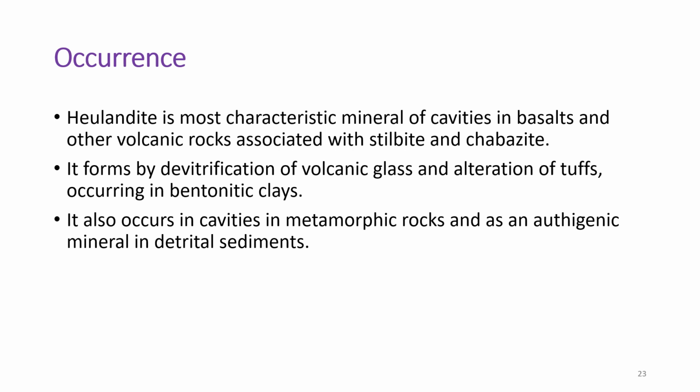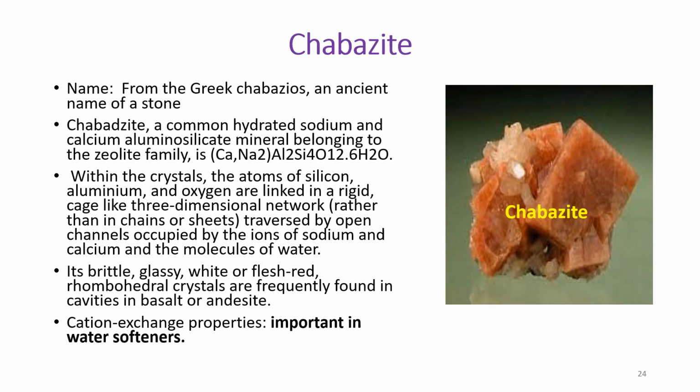So heulandite is the most characteristic mineral of the cavities in basalts and other volcanic rocks, associated with stilbite and chabazite. It forms by the devitrification of volcanic glass and alteration of tuffs, and occurs in bentonitic clays. It also occurs in cavities in metamorphic rocks, and as an authigenic mineral in detrital sediments.